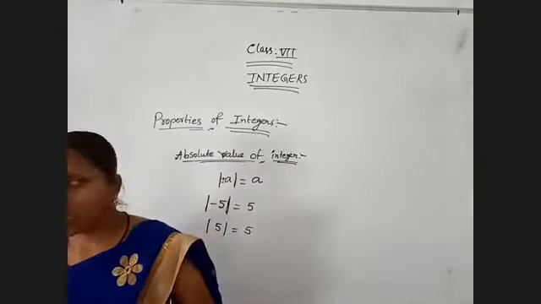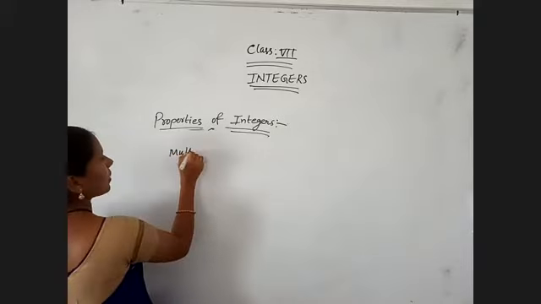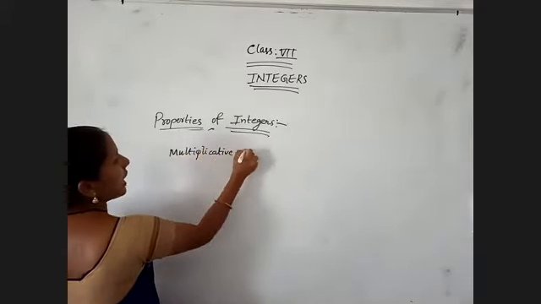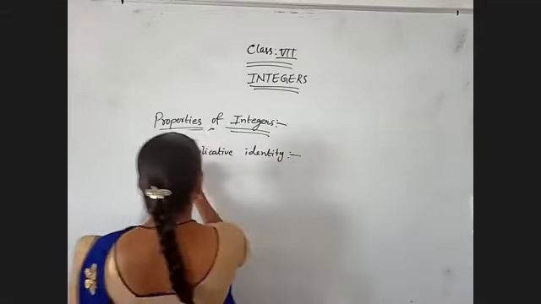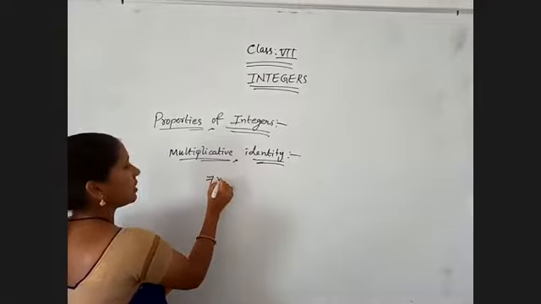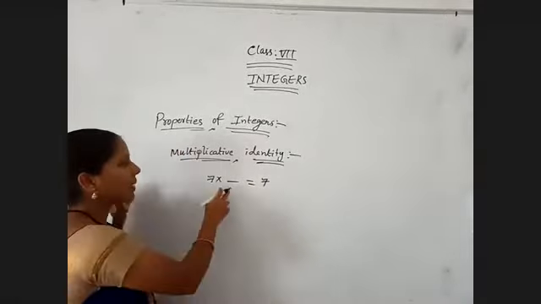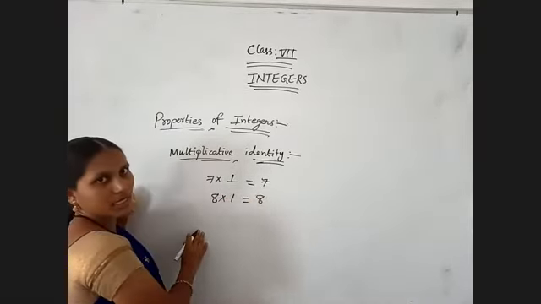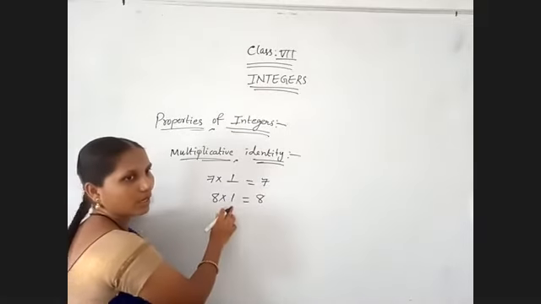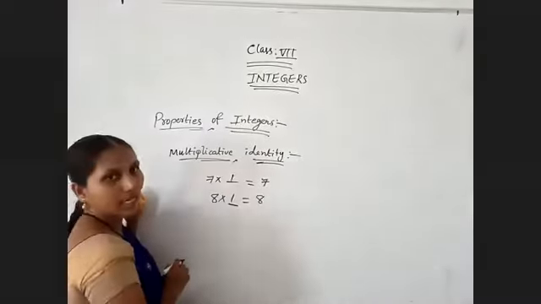Now coming to the next one: multiplicative identity and multiplicative inverse. Multiplicative identity. I have told you, when you multiply a number, we need to get the same result. 7 into 1 we will get 7 only. If I multiply it with 0, 7 into 0, 0. 7 into 2, I'll get 14. I'm not getting the same result. Only when I multiply with 1 will I get the same number as the result. If I multiply any other number rather than 1, I will not get the same number. So that's why 1 is called the multiplicative identity element for integers.